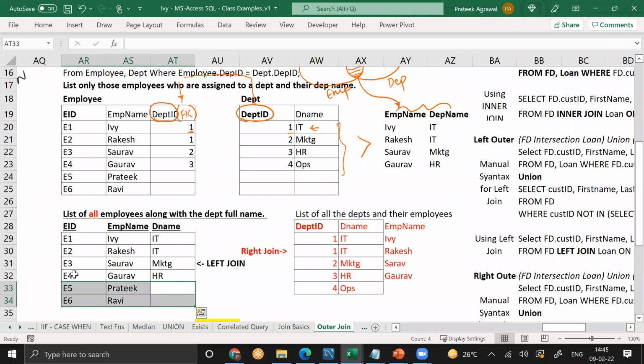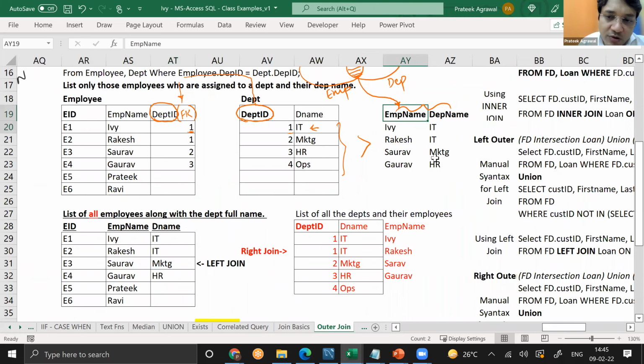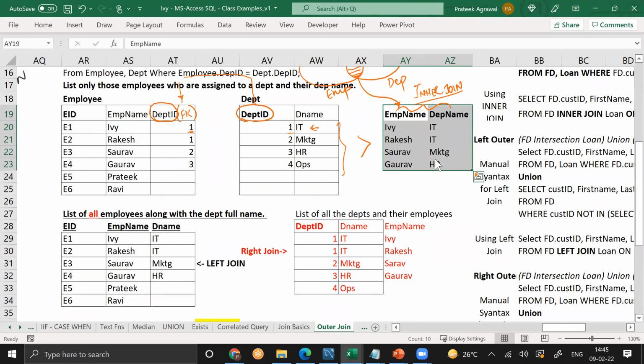Okay. Got it? See, here we wanted to know in the first query where we did inner join, only those employees who are assigned to the department and their department name. That means the employees who are not assigned to any department were ignored. Right? But here we are saying that no, I want the complete list of employees. Now, if there are certain employees who have not been assigned to a department, I still want them to be shown in the list. The department column will remain blank.